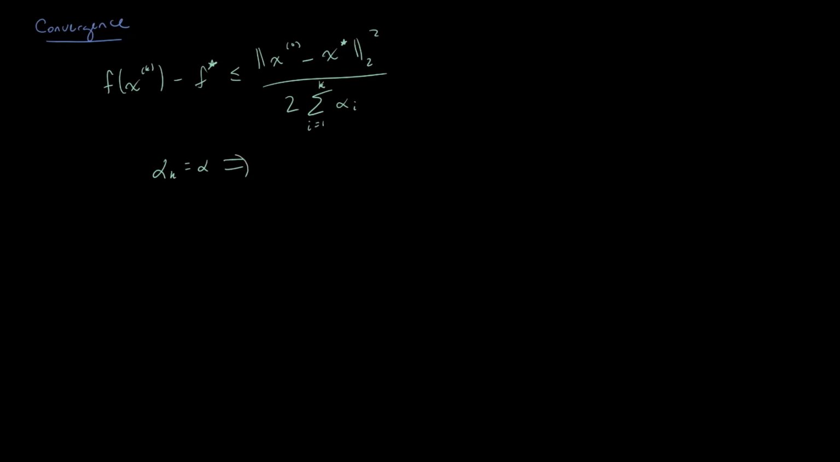If we just choose a fixed step size, well, in that case, what it tells us is that f(x_k) minus f* is on the order of 1/k. And recall, this is much better than the 1/√k which we had for the subgradient descent method, and it holds for a nice fixed step size of α. Now, you might look at this and say, actually, it looks like we can make this converge as fast as we want by making α_k very large.